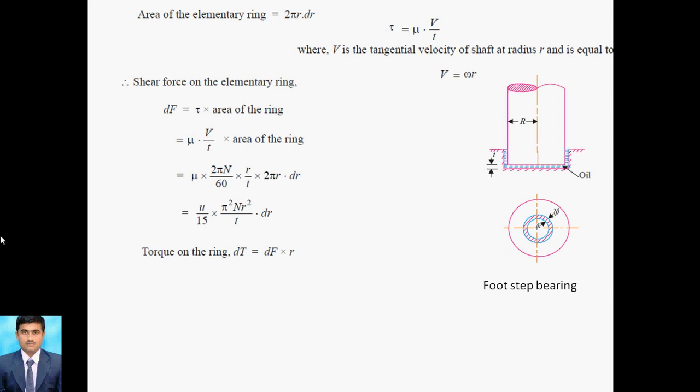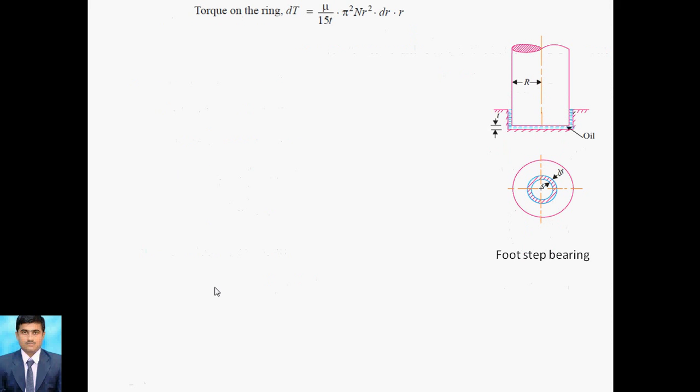Now the torque on the ring: torque is nothing but force into radius. The smallest force is dF, so the torque is dF into r, where r is the small radius. Now we put the value here: mu by 15t pi square N r square dr, which is the shear force, into r. After calculating these terms, we get the torque of the ring.